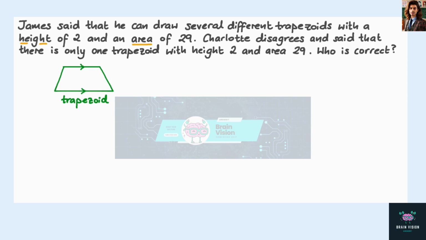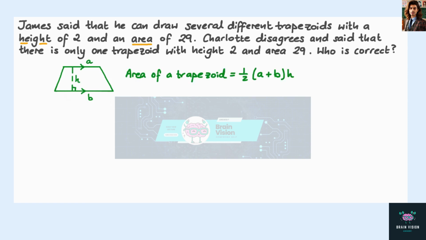Now, we need to consider if there is one trapezoid with the given height and area, or more than one. Remember that to find the area of a trapezoid, we calculate 1/2 times (a + b) times h, where a and b are the lengths of the parallel bases, and h is the perpendicular height. So let's consider a trapezoid with a perpendicular height of 2 length units, which we could sketch like this.